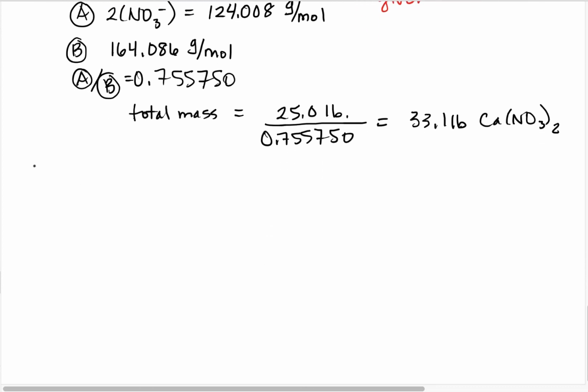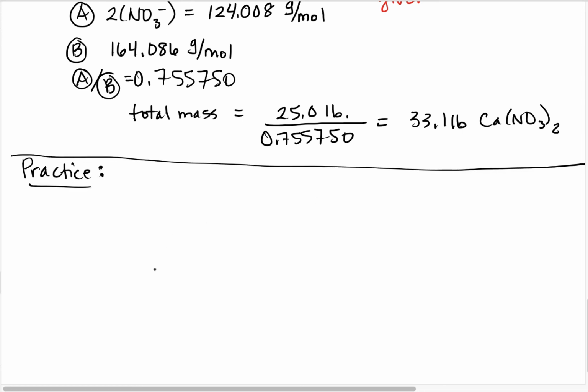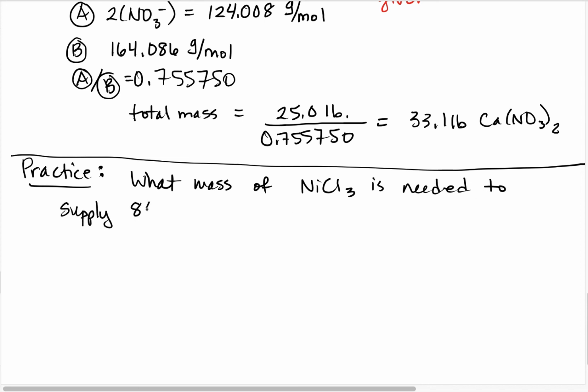All right, how about one more practice of the same kind? What mass of nickel chloride is needed to supply 85.15 grams of chloride ion to a reaction? All right, pause the video and go through our steps and see what your answer is.